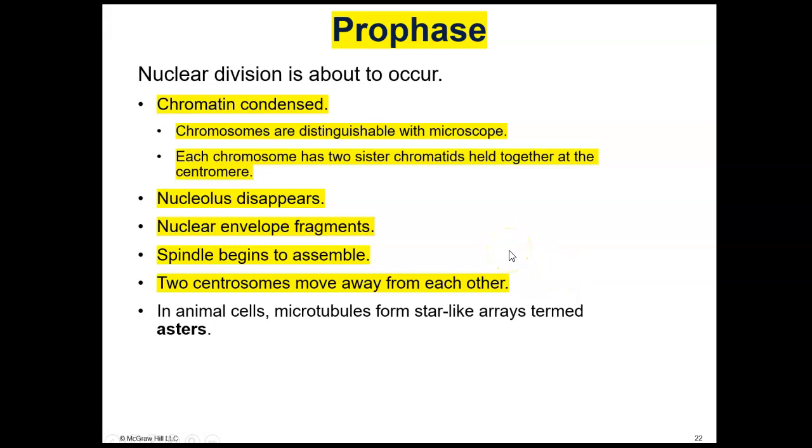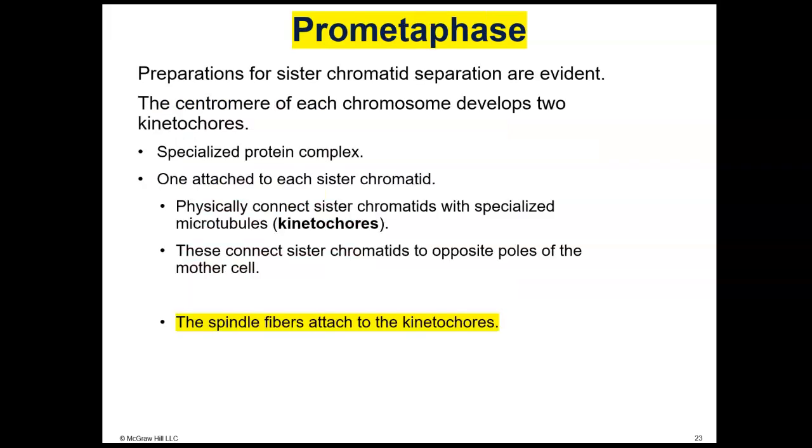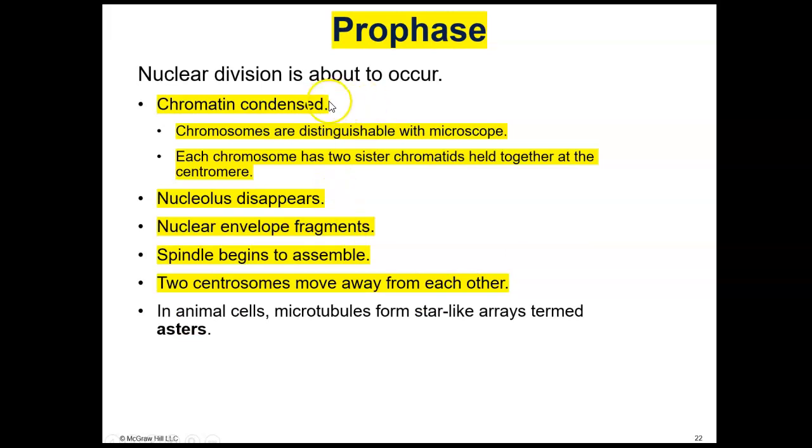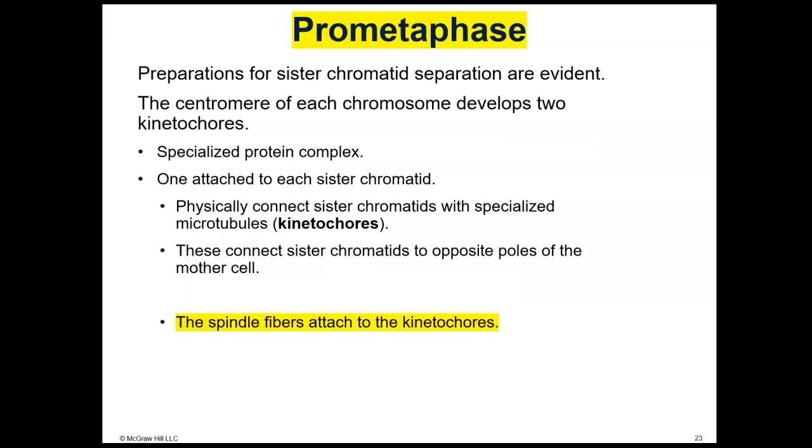They're going to make their way to opposite ends of the cell, because that's where they're going to be when they carry out their role of cell division, of mitosis. So again, chromatin condenses, nucleolus disappears, nuclear envelope disappears, the spindle begins to form, and the centrosomes move toward opposite poles of the cell. Learn those events, because the rest of these phases are simple.